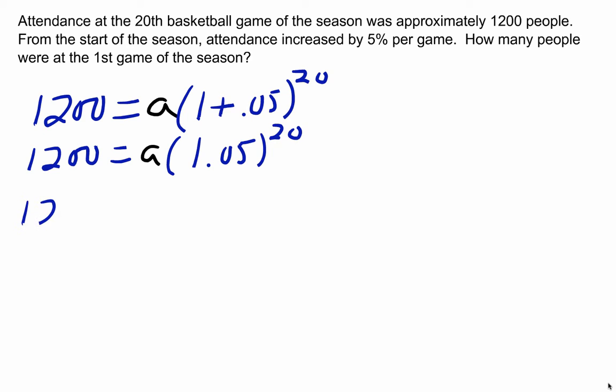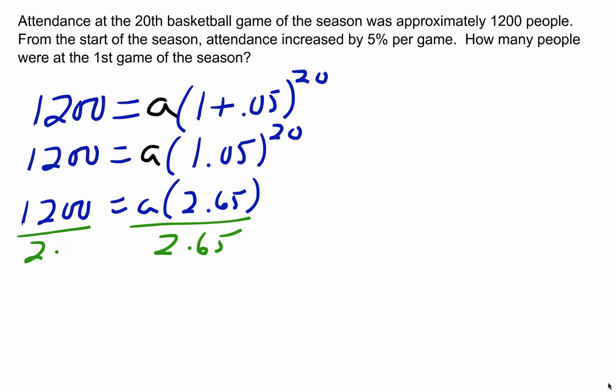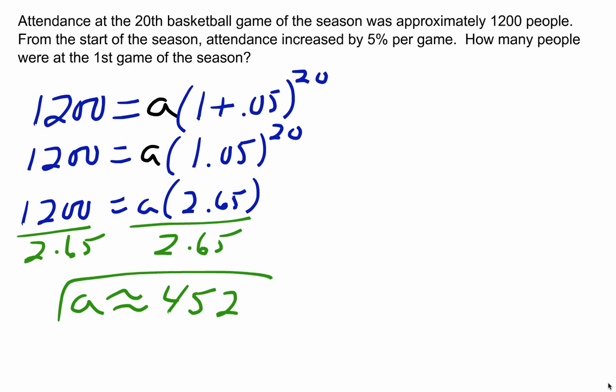And 1.05 to the 20th power is approximately 2.65. It's not exact. We're just going to 2 decimal places. Now I'm going to solve for A, so we'll divide by 2.65. So A equals approximately, let's use approximate signs because it's not exact, 452 people. So the very first game, there's approximately 452 people there.